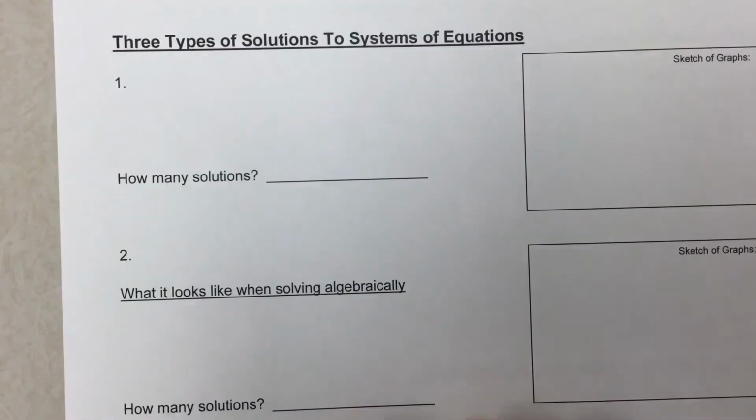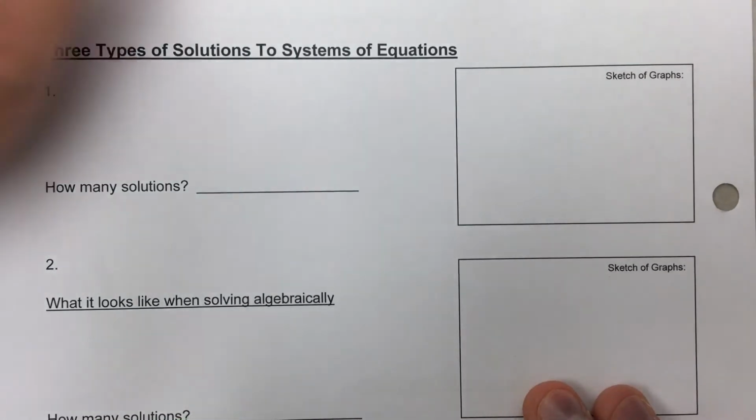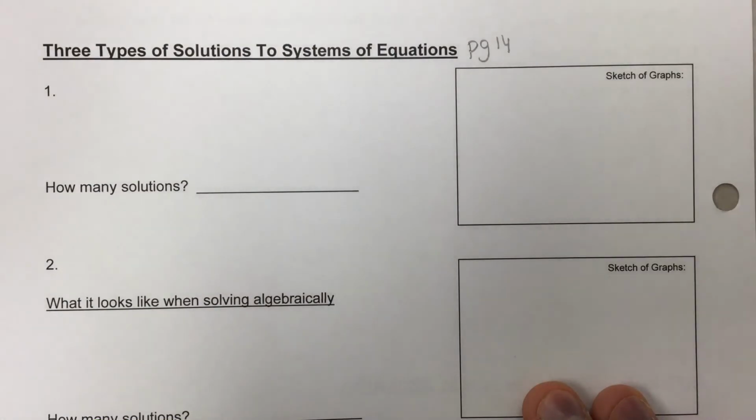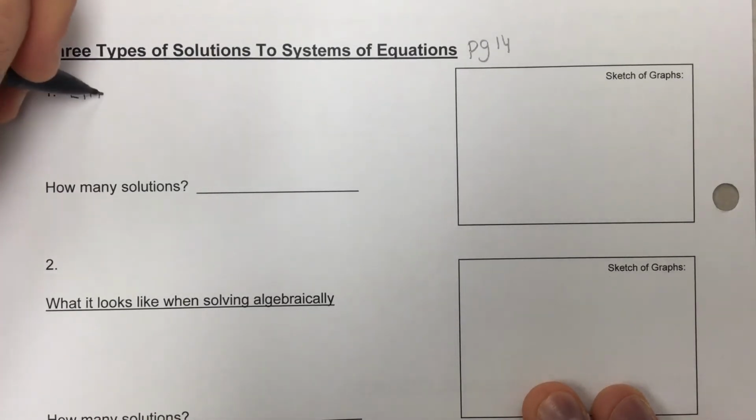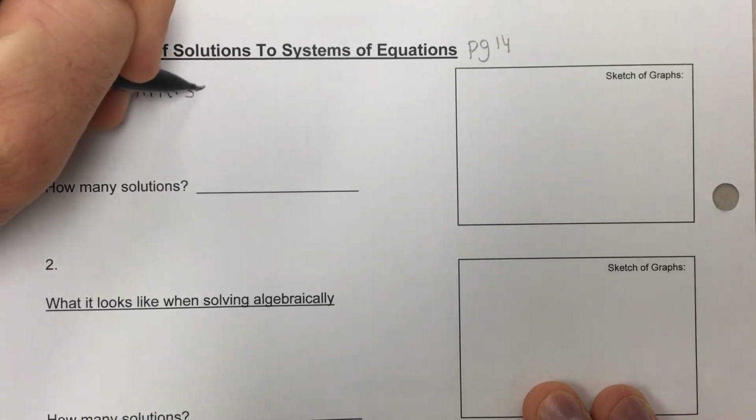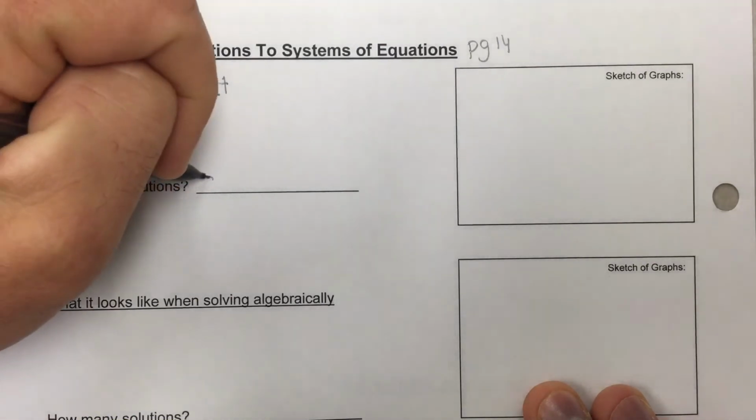The other part of this video is going to be talking about the 3 different types of solutions. So we are actually on page 14 now. This video is also just going to go over the 3 different types of solutions. So again, this is page 14 if you turn to page 14 in your notes. So the different types of solutions there are that lines can intersect. That is just like the graphs we just went over. The lines intersect at one point. So we have one solution.